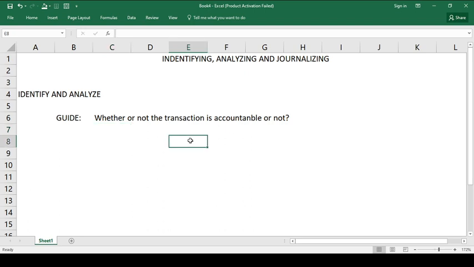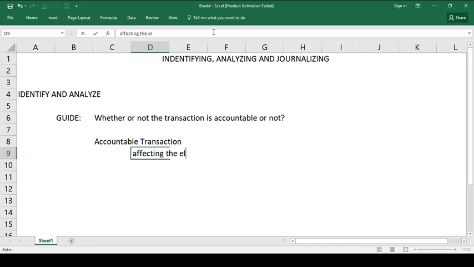Okay? Ano po ba accountable? Wrong spelling. Accountable or not. Ano po ba ang sinasabi nating accountable transactions? Okay? We cannot answer the question if we cannot identify first what is accountable transaction. Pag sinabi po nating accountable transaction, generally it is a transaction affecting the elements of accounting. So affecting the elements of accounting.